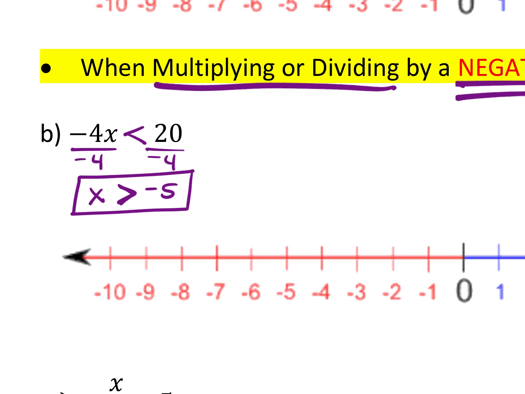So now this is your setup. Is that an open or closed dot? Open. It's an open dot at negative 5, and you shade what direction? Right. Greater than goes to the right. Okay.